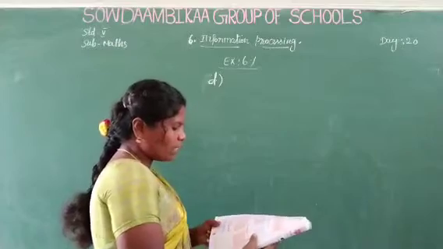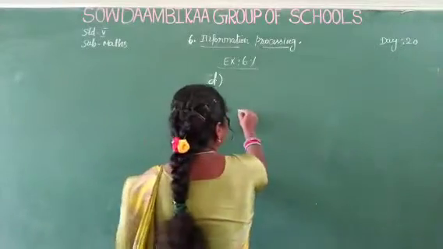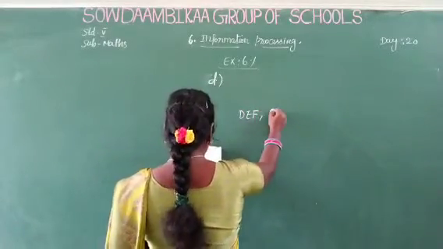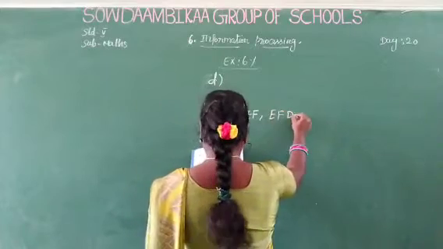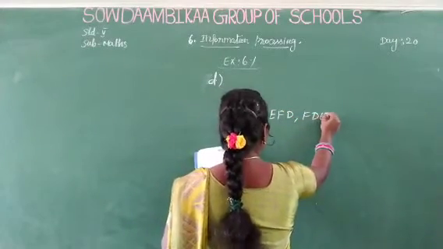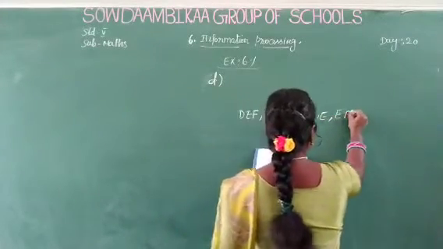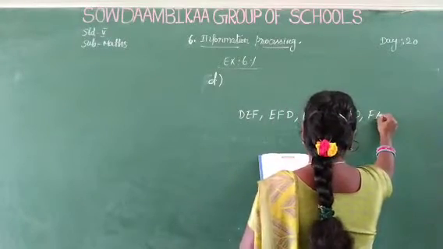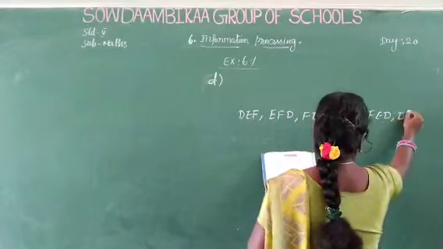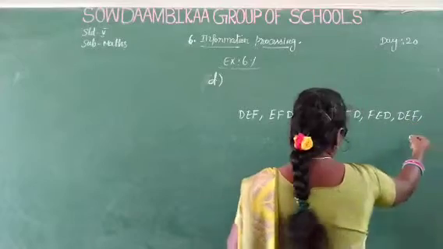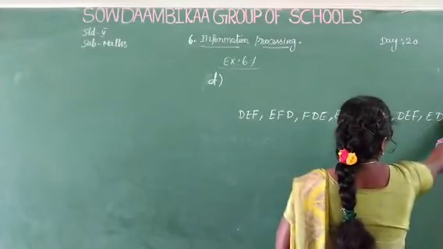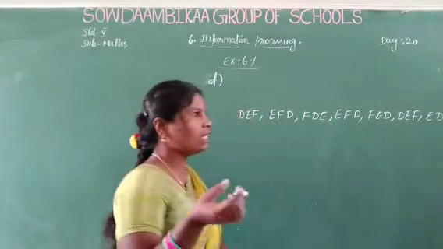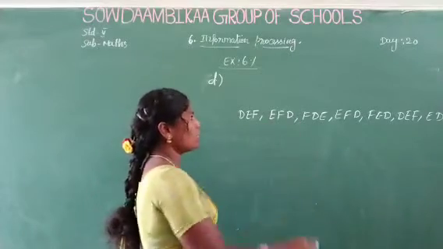Can you spot the duplicate? D, E, F. The question is already given. D, E, F. E, F, D. F, D, E. E, F, D. F, E, D. D, E, F. E, D, F. Okay, it is only A, B, C, D, E, F, only interchanging the places.